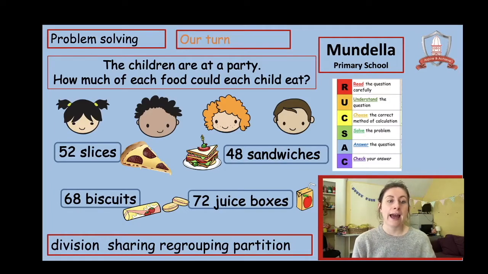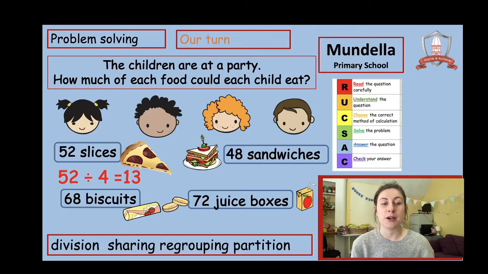So we're trying to see how much of each food these children will have. So each time we're going to be dividing or sharing between how many? 4. Well done. So each time we're going to be dividing each number by 4. Here's my example of the first answer. Okay, so as you saw, I did 52 divided by 4 and the answer was 13. Pause this video and answer the rest of the questions and press play when you're ready to continue.